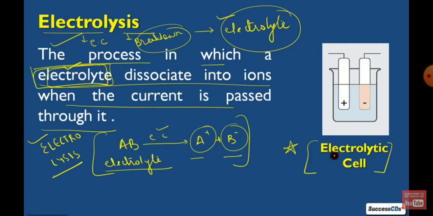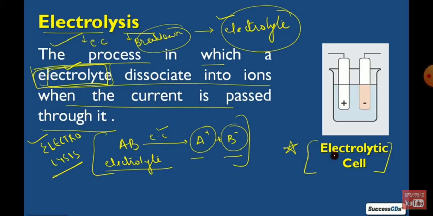After this, we are doing electrolysis. So what is electrolysis? The process in which an electrolyte... So what is an electrolyte? The solution which conducts electricity, okay, dissociates into ions when the current is passed through it. So here you can see that the solution that conducts electricity is known as an electrolyte, okay, and the process by which an electrolyte is decomposed with the help of electricity is known as electrolysis.